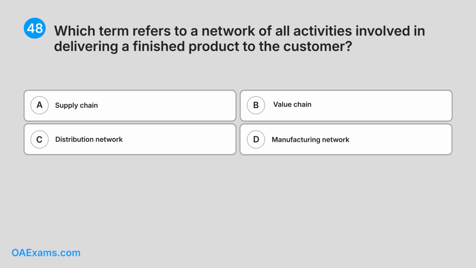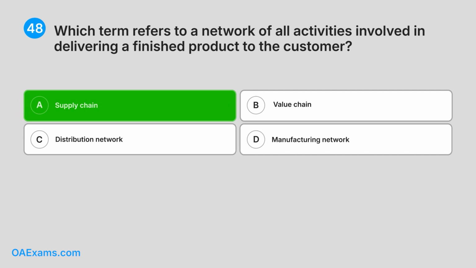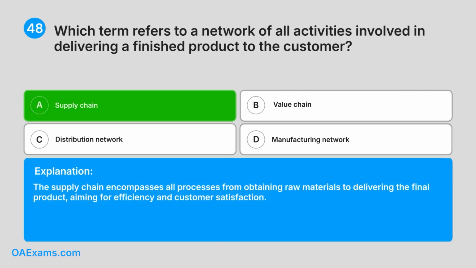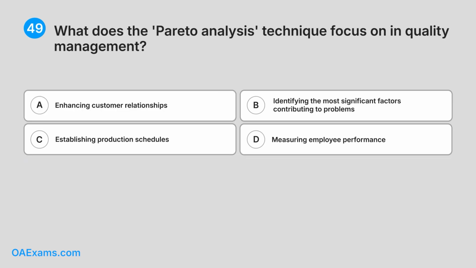Correct answer. A. Supply chain. Explanation. The supply chain encompasses all processes from obtaining raw materials to delivering the final product, aiming for efficiency and customer satisfaction. 49. What does the Pareto analysis technique focus on in quality management?